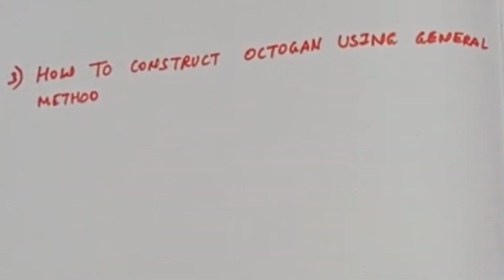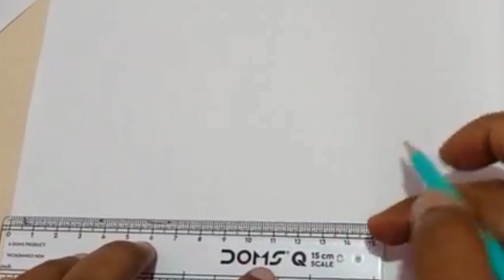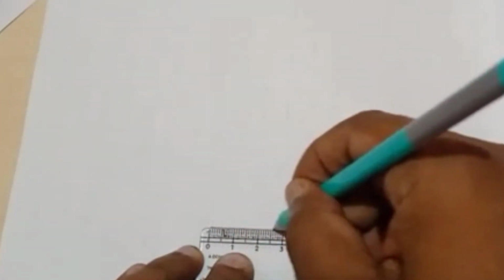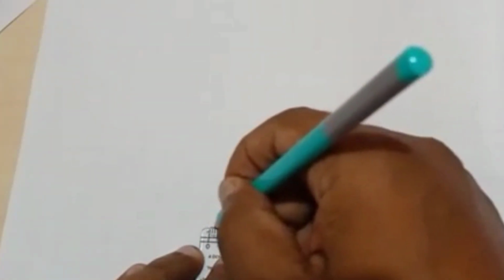Today we are going to learn how to construct an octagon using the general method. For that, first I'm going to construct a line of length 40 mm. You can take any dimensions, there is no problem. So take dimensions of 40 mm. This point is A and this point is B.